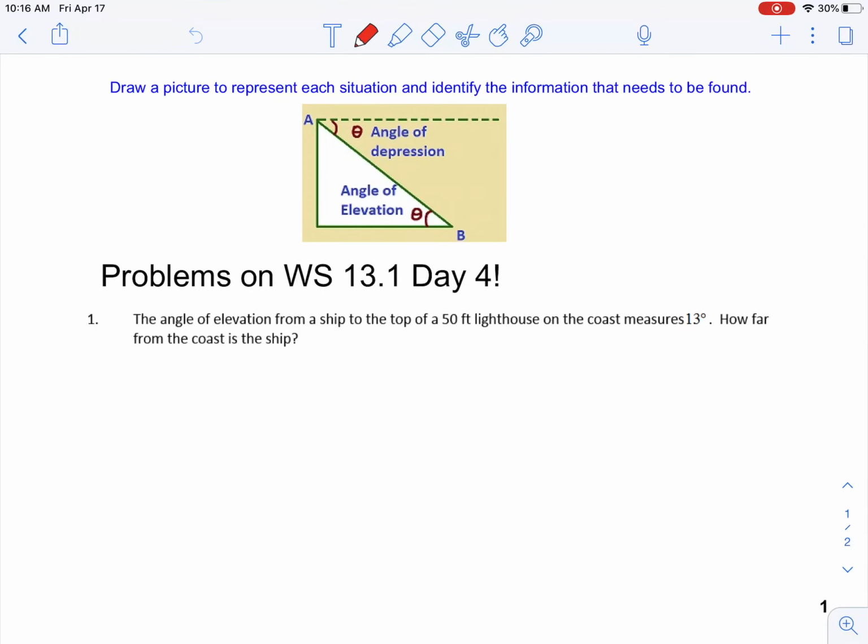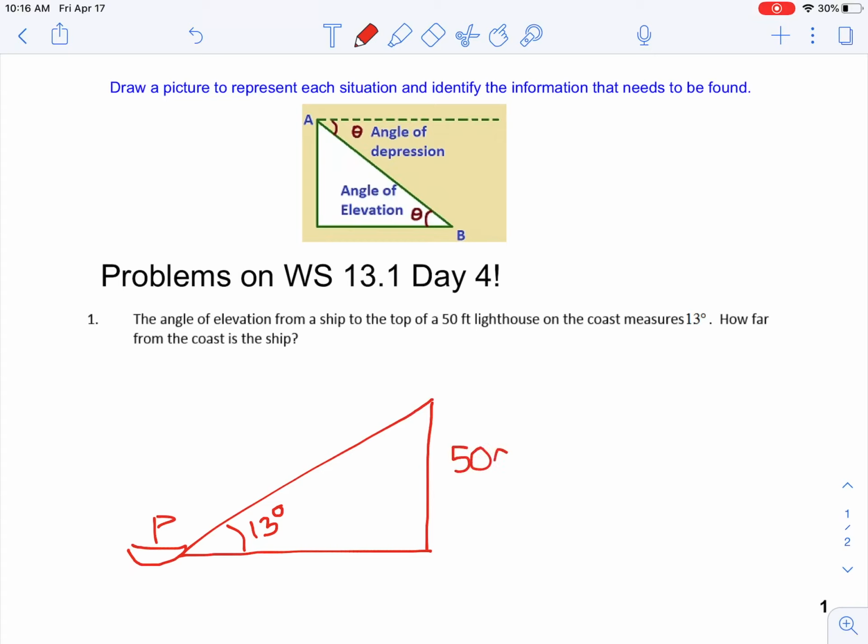So we're going to start out by drawing our picture. So we have a ship, and we said that the angle of elevation, so that means from eye level up to the object, that angle measures 13 degrees. So that's going up to the top of our lighthouse. And they said that that lighthouse was 50 feet tall.